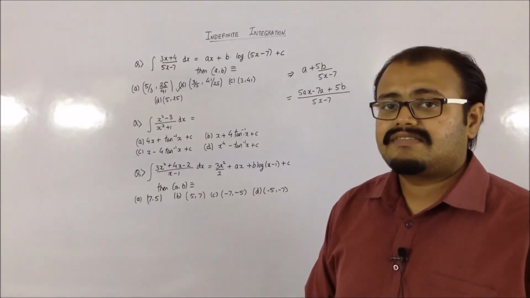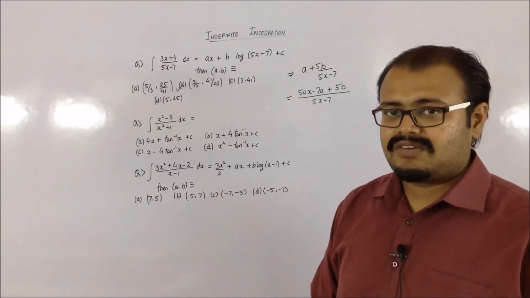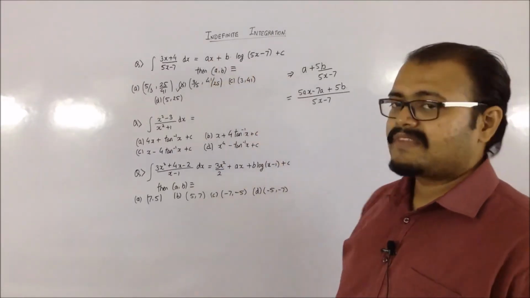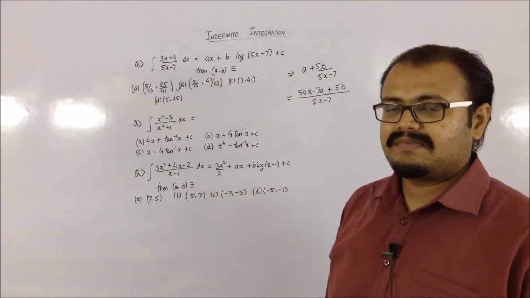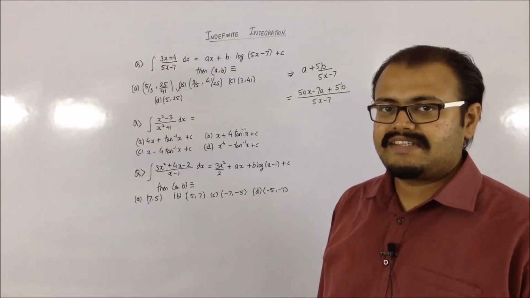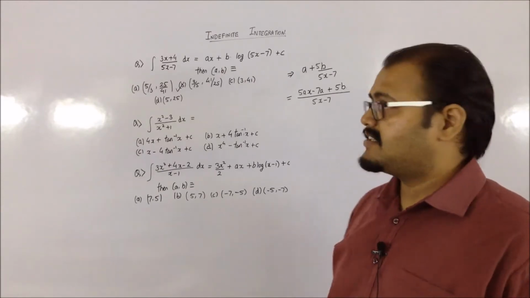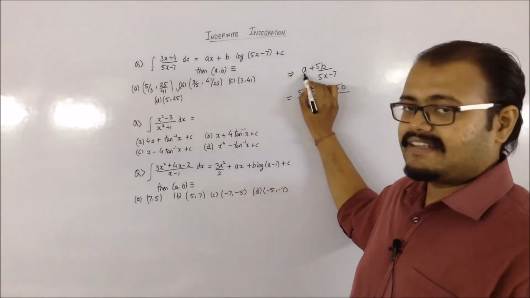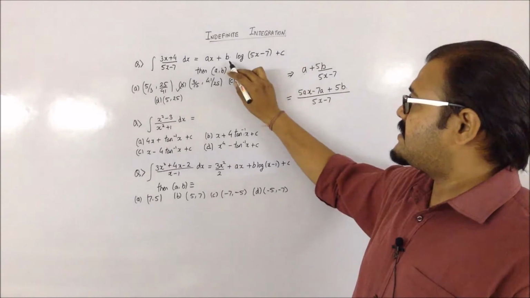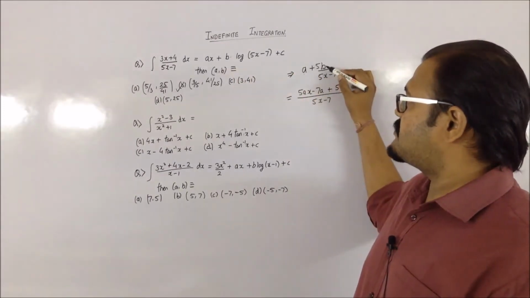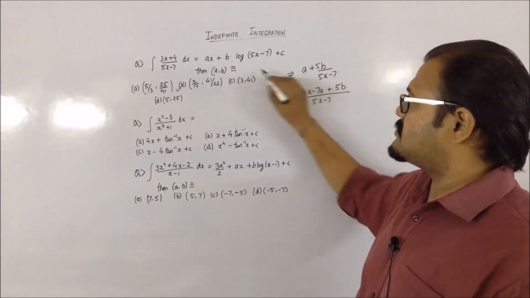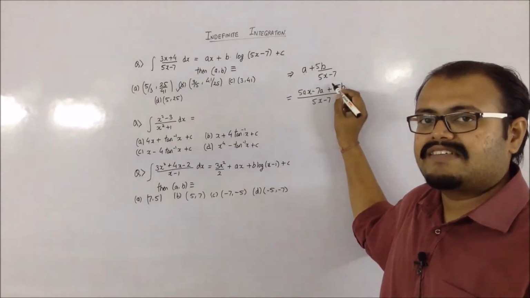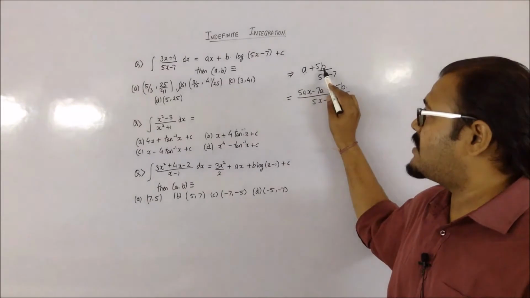The other way to solve this sum is by simply taking the derivative of this part, because finding a derivative is quite simple compared to finding an integration. If you take the derivative, you will get a for the ax term, and for this particular term you will get 5b by 5x minus 7, because the derivative of log is 1 by 5x minus 7 and the derivative of 5x minus 7 is 5.